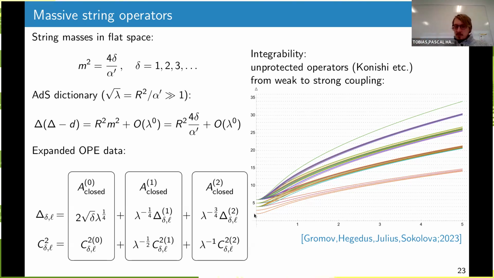And they compute the dimensions of many of these unprotected single trace operators, for example, Konishi, from weak to strong coupling. So on the left-hand side, we see the dimensions are, the operators are just made out of 3 fields. So the dimensions are 2, 3, 4, 5, and so on. And then when you turn on the coupling, these dimensions intersect, actually, there's level crossing. But at strong coupling, they precisely arrange themselves into these string mass levels labeled by small delta.